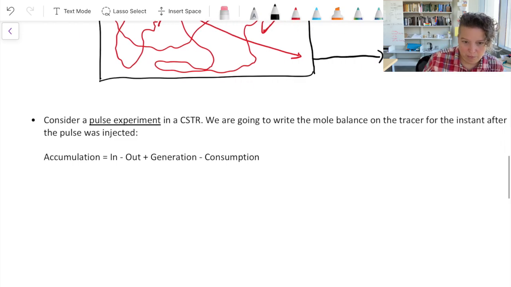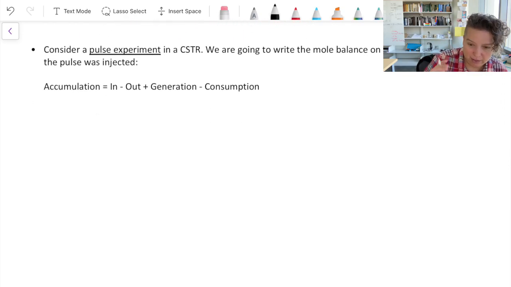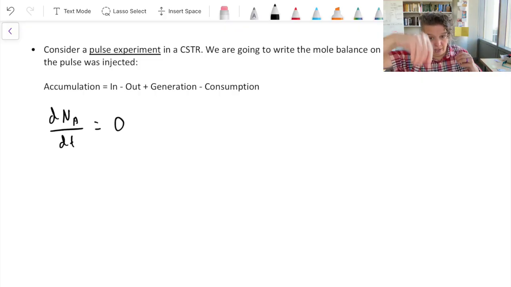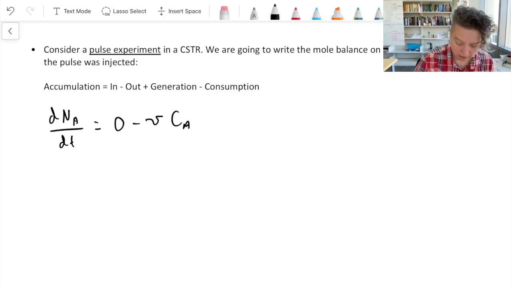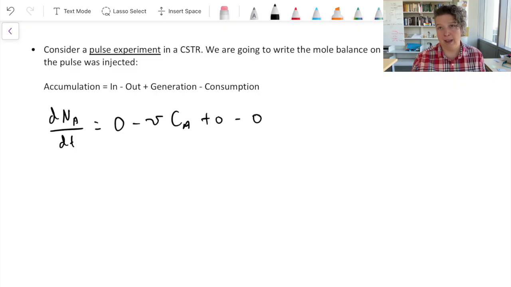Okay, so let's write a mole balance on that. I'm going to have an accumulation. I need that accumulation term, that's going to be what tells me what's coming out of the reactor. So I have dN_A/dt equals 0. Again, that's because I inject the tracer, and then I do the mole balance on the CSTR. I want to see what's coming out. In is going to be 0. Out is going to be the volumetric flow rate times the concentration of the tracer. There's no generation or consumption, because by design I've chosen a tracer that is non-reactive.